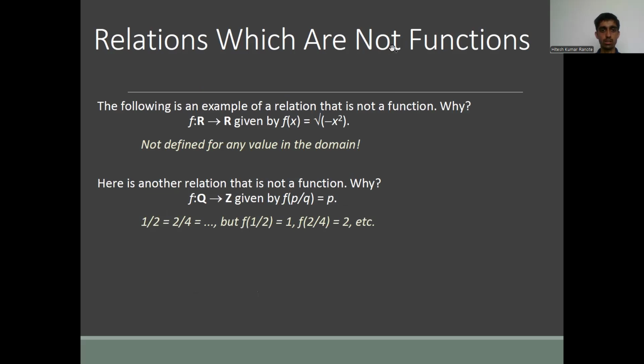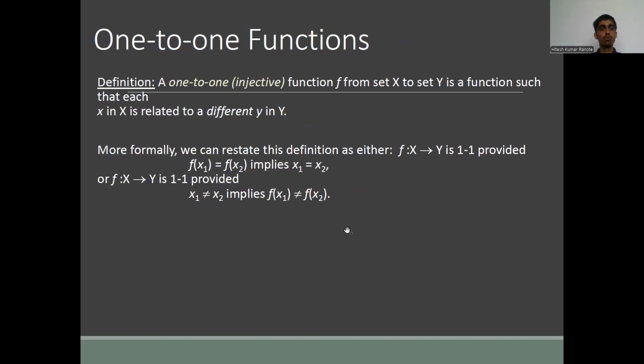Relations which are not functions. The following is an example of a relation that is not a function: f from R to R given by f(x) = minus square root of x squared is not defined for any value in the domain. Here is another relation that is not a function, from the set of rational numbers to the set of integers, given by f(p/q) = p. 1/2 = 2/4, but f(1/2) = 1 and f(2/4) = 2.